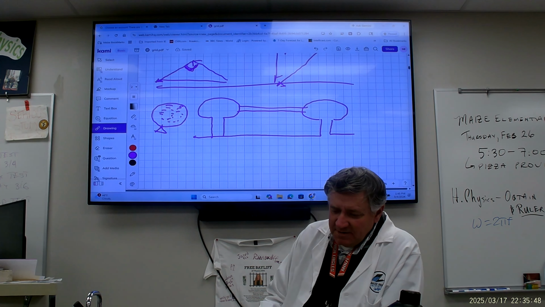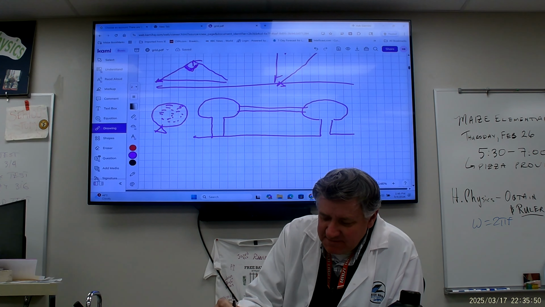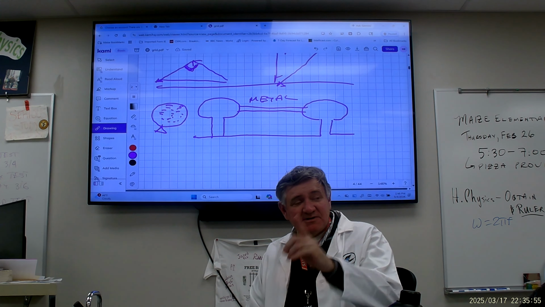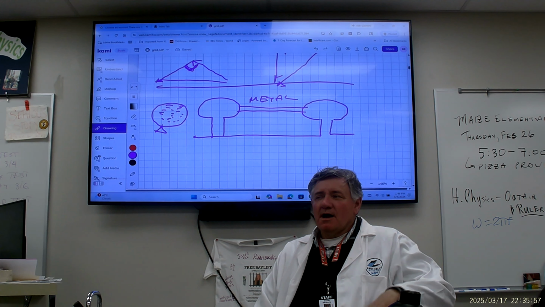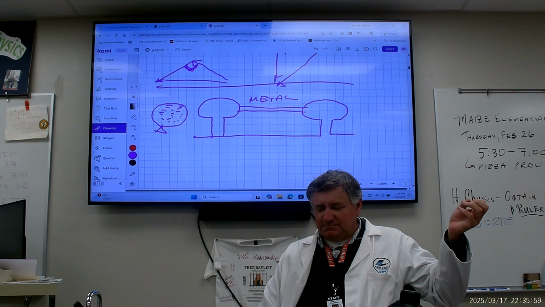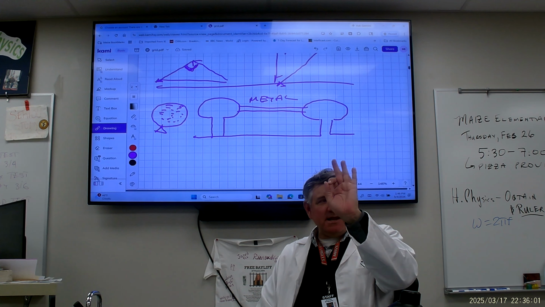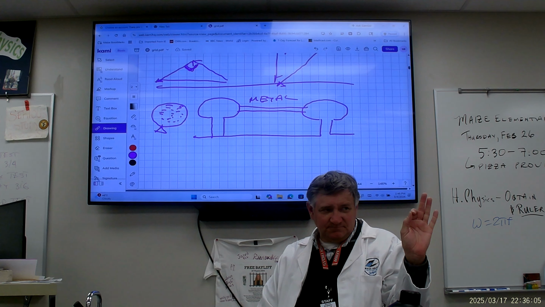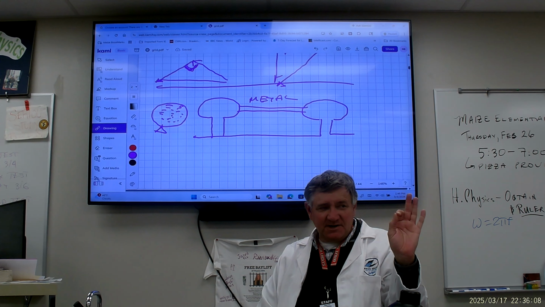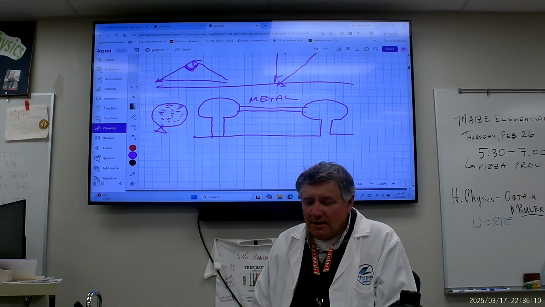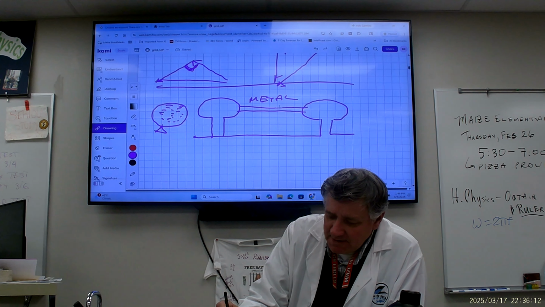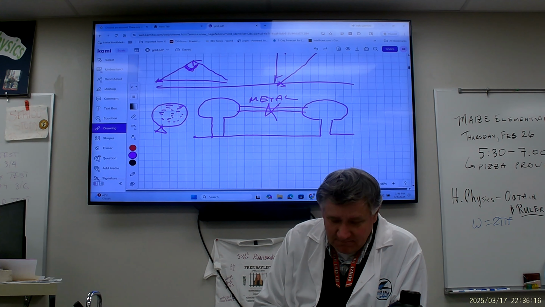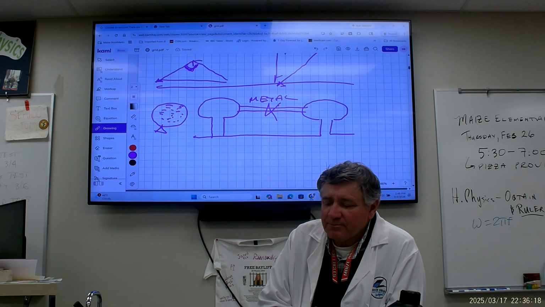You have two conducting spheres connected by a metal rod. Okay, situation number one. I have a negatively charged balloon. I bring it near these two spheres. Bring it near, but I don't touch it. Okay? Bring it near. And then I take away the metal rod in between the two of them.